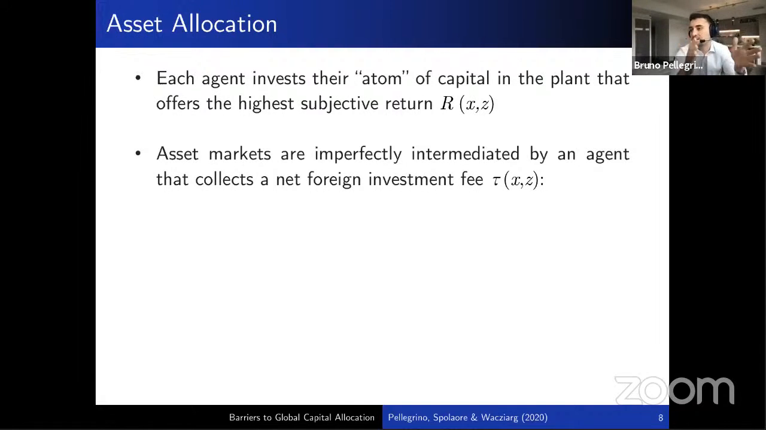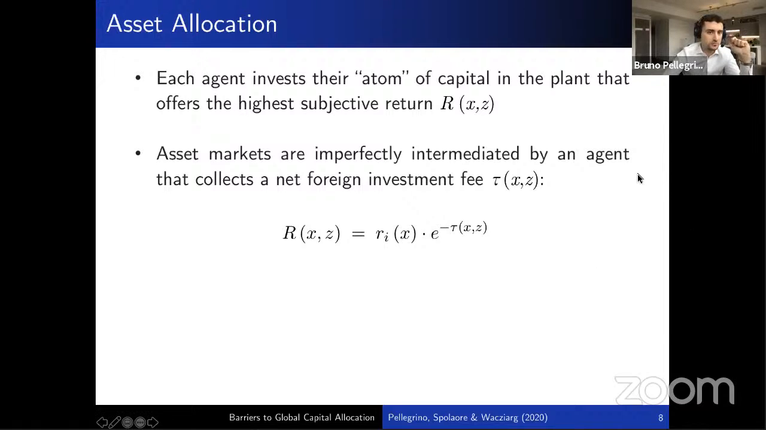It's subjective because asset markets are imperfectly intermediated by an agent that collects a net foreign investment fee, which we call tau, also variable at the XZ level. So the subjective return is related to the objective return on capital by this fee. So big R, the subjective return, is equal to the objective return, small r, in country I where plant X is located, times this multiplicative investment fee tau.